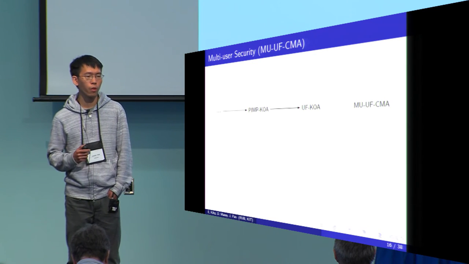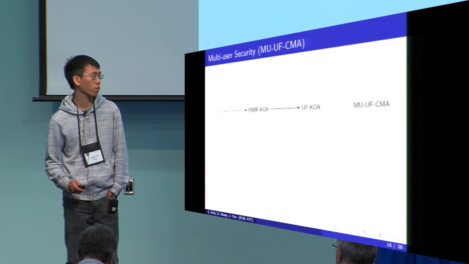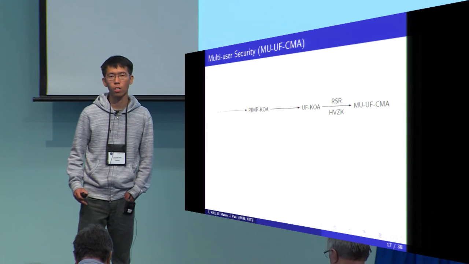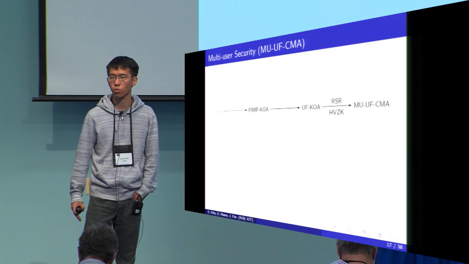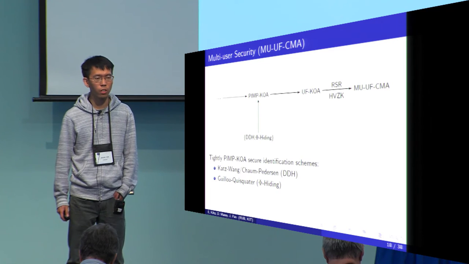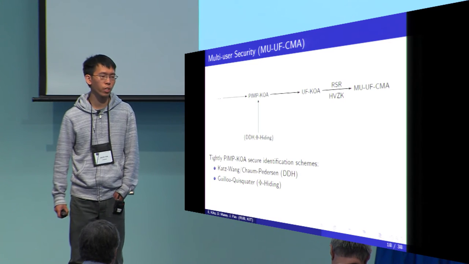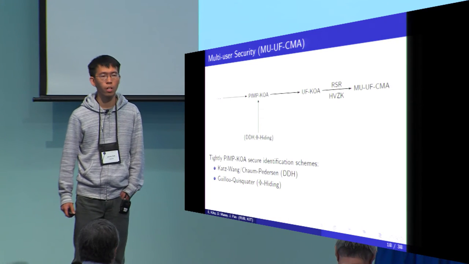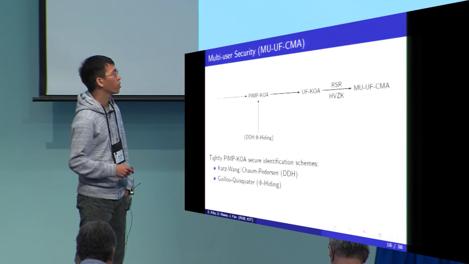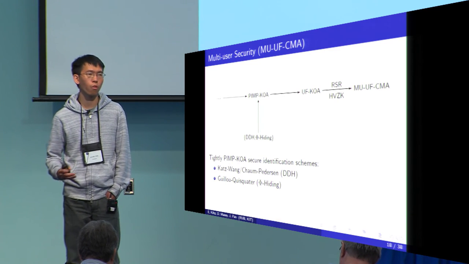Okay. I'm going to transform the UF-KOA to the UF-CMA in the multi-user setting. For this step, I need a random self-reducibility for the identification scheme and also the honest verifier zero knowledge property. And this step is done in the random oracle model. In particular, we also show that from the DDH assumption or the file hiding assumption, you get a direct construction for the tight UF-KOA security, which means that if you go through our framework, then in the end, you get a tightly secure signature in a multi-user setting based on the DDH or file hiding assumption.